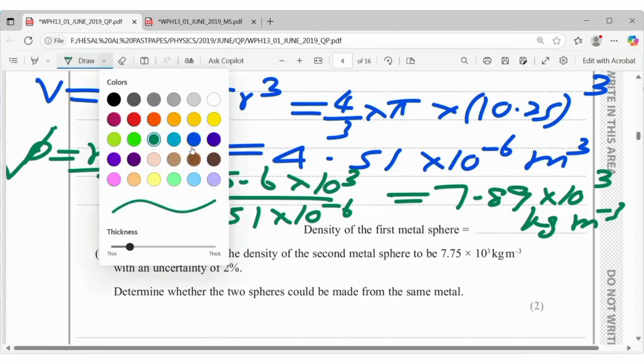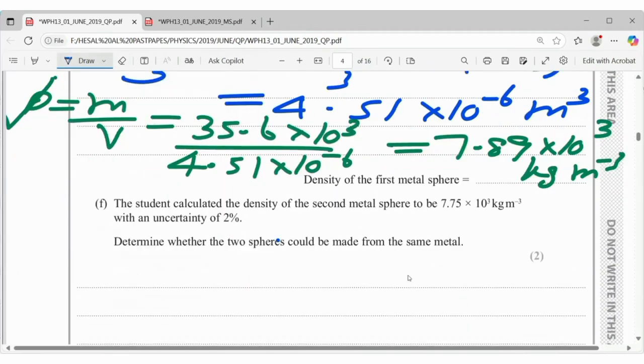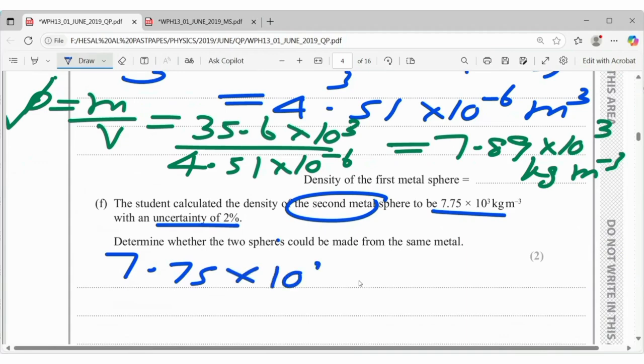Next question. It says the student calculated the density of the second metal ball. They gave a value but with uncertainty. We can find how much that uncertainty is: 7.75 times 10 to the power 3, we take the 2%. So there you get the value as 155.